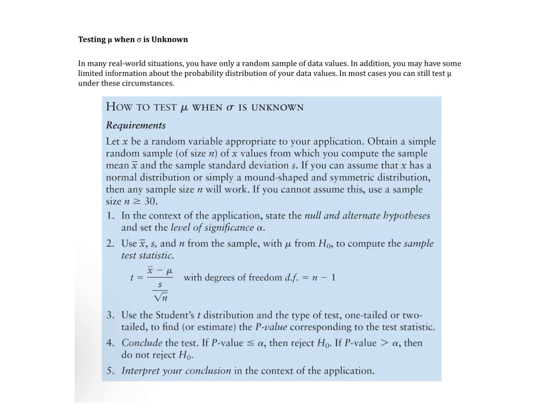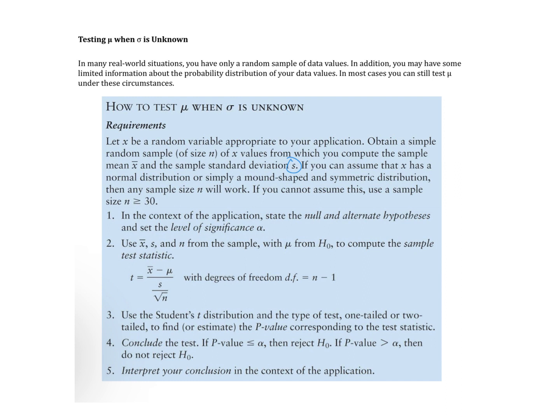And now we're going to test mu when sigma is unknown, which is much more common than sigma being known. And just like before, you're going to have a simple random sample where you will calculate the sample mean, and this time you will also use the sample standard deviation S. And if you know that it's a normal distribution, mound-shaped and symmetric, then any sample size will work. If not, you need a sample size of at least 30.